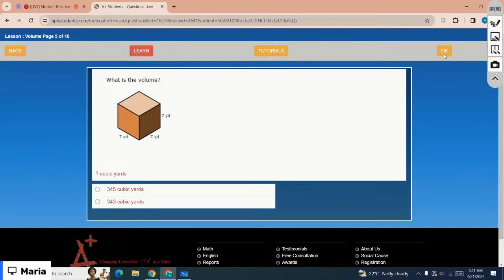Okay, what is the volume? So which is the correct option? Yes, that is 343 cubic yards. Option number 2 is the correct option.